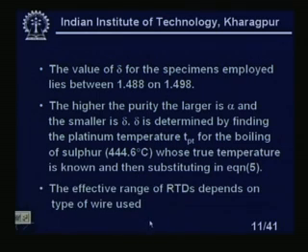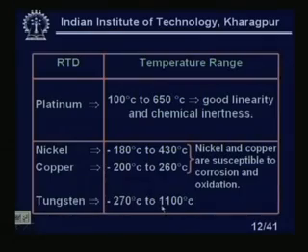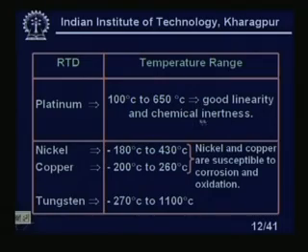The effective range of the RTD depends on the type of wire used. There are, as I told you, 4 different types of RTD, and we can look at the ranges and how effective they are from this table. Platinum RTD: the temperature range is 100 to 650 degree centigrade, with good linearity and chemical inertness. That is the most important thing for the platinum RTD. This chemical inertness is the most important factor why platinum is used repeatedly for making RTD, or I should say it is the industrial de facto standard, even though we have nickel and copper.